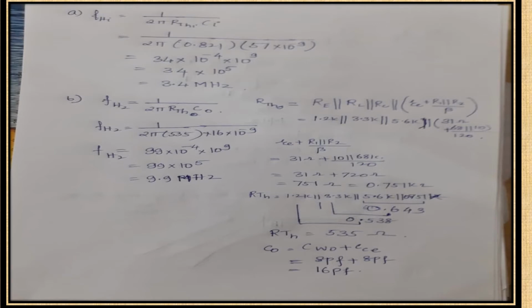Next, FHI comes out to be 3.4 megahertz after substituting the value of RTH and CI. Second, we are finding out the higher cutoff frequency at the output. So 1 upon 2 pi RTHO CO. RTHO is equal to RE parallel RL parallel RC parallel RE parallel R1 parallel R2 upon beta. So it comes out to be this much.